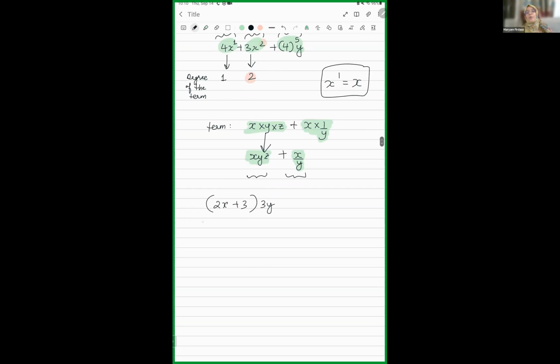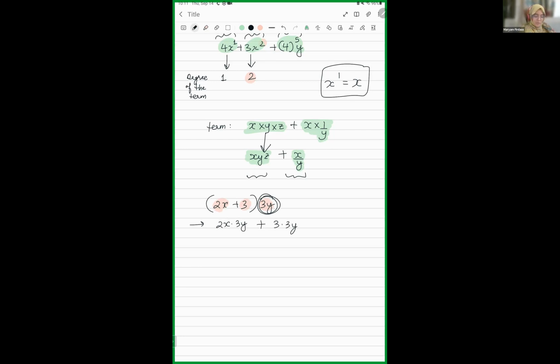When you are counting the number of terms, first you will just expand this. You will open the bracket. So when we open the bracket, what will we have? 2x into 3y plus 3 into 3y, because this 3y is being multiplied with both of these, right? Is this clear? How are we opening the bracket?